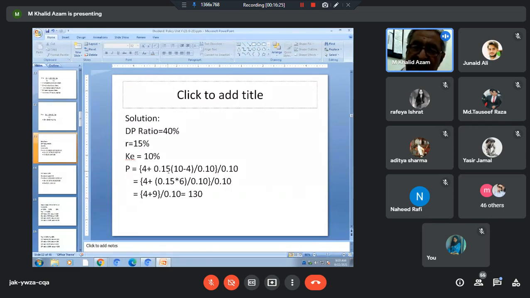R is 0.15, that is your 15%. E minus D: E is 10 rupees minus 4 rupees, divided by the cost of equity KE, that is 0.10, 10%. The whole divided by 0.10, that is 10% cost of equity. When we calculate this, the final result at 40% DP ratio, the price of the share P comes to 130 rupees.